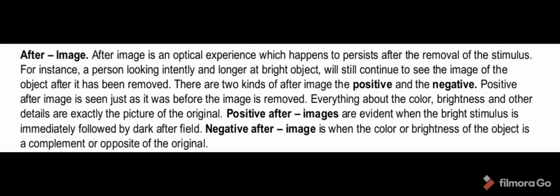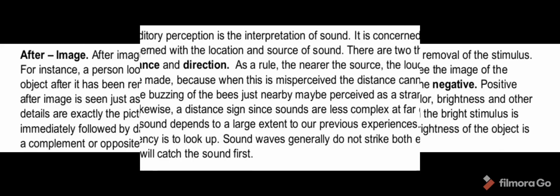The negative afterimage is when the color or brightness of the object is a complement or opposite of the original. One good example of this is when we are outside the house and the daylight is so bright, and then when we head back to our room, we can see dark images for a short time, and that is an afterimage of the brightness of the sun.